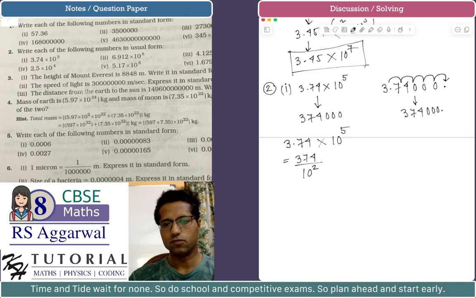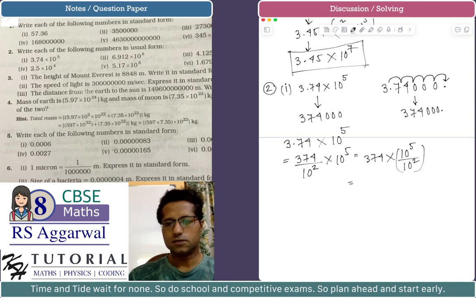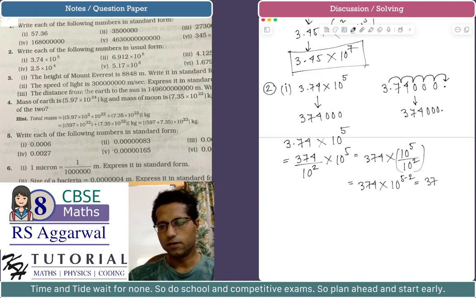So this becomes 374 divided by 10 square, and I have 10 to the power 5. So this is equal to 374. If I group together the powers of 10, I have this. Now from this, using the laws of exponents, I can say that 10 to the power 5 divided by 10 square is nothing but 10 to the power 5 minus 2. This is equal to 374 multiplied by 10 to the power cube. This is equal to 374,000.